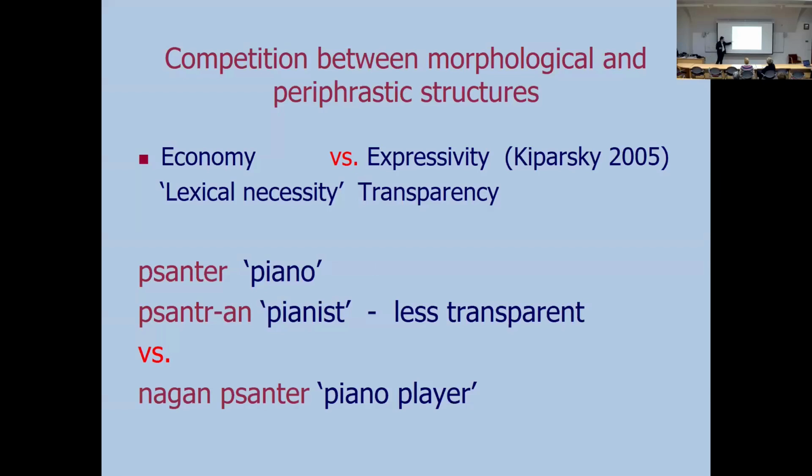If we take the word psanter, piano in Hebrew, so we have psantran, pianist, morphological formation, and nagan psanter, piano player, literally player of piano. Now, both are supposedly transparent, but this one is less transparent because psantran, all we know is that it's an agent noun. We could have assumed a scenario in which it would have meant something else rather than a piano player. It could have been somebody who builds pianos or somebody who tunes pianos or some other occupation related to piano. While in nagan psanter, piano player, it cannot be anything else but the person who plays the piano. So we have this competition between, on the one hand, the need for having a specific word or to be more economic, although there are many aspects of the language which are not economic, but still it plays a role. And on the other hand, the need to convey the meaning as expressively as possible.